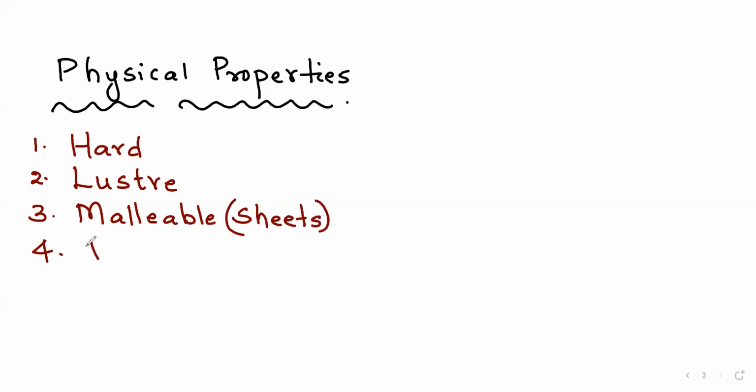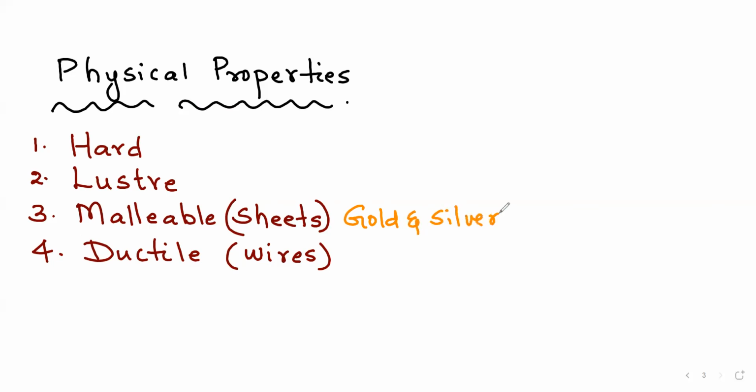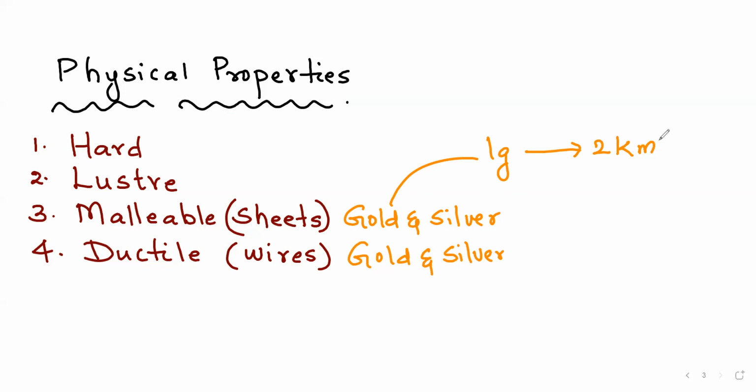And then there is something called ductile. Metals are ductile in nature. That means they can be drawn into thin wires. The most malleable and most ductile metals are gold and silver. From 1 gram of gold, I think 2 kilometers of wire can be drawn. So you can see how ductile gold is.